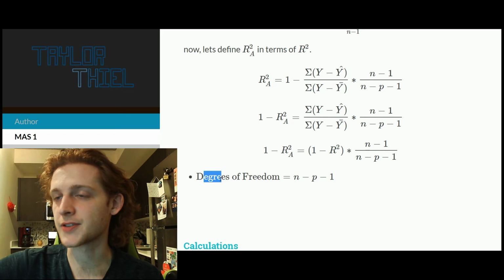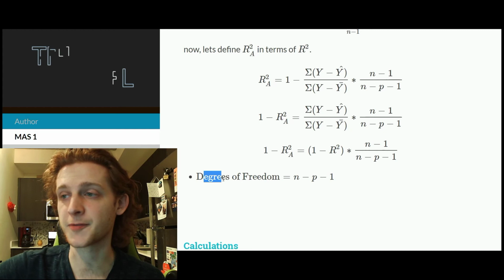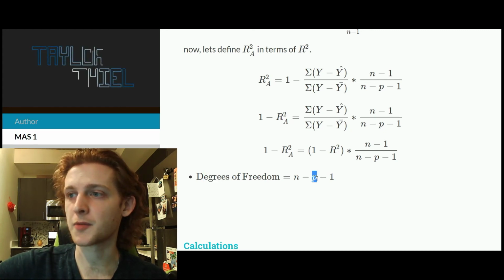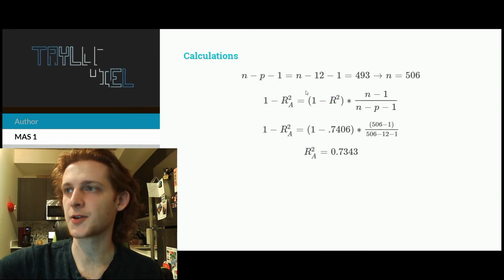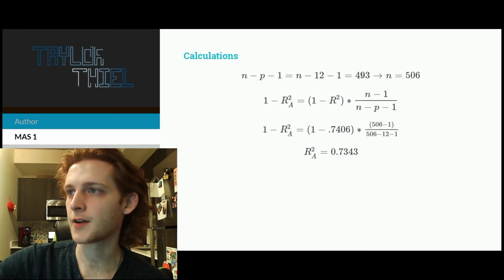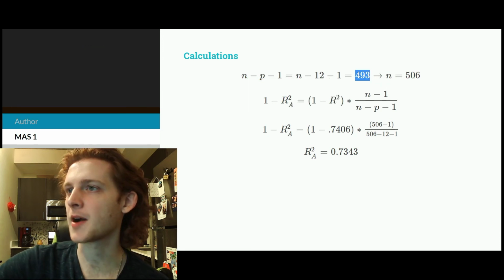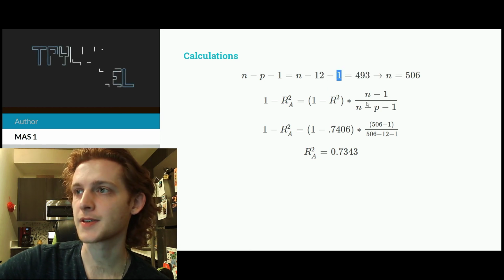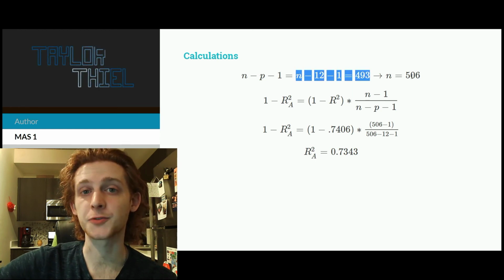And the last thing is just we need to know that degrees of freedom of our model is going to be the number of observations subtract the number of moving parameters. So that's going to be the number of predictor variables you have, and then additionally 1 for the intercept term. First off, just how many observations are we dealing with? So we know that there is 493 degrees of freedom from the problem, and we know that there are 12 predictor variables and an intercept. So using that information, we can then solve for n and get 506.